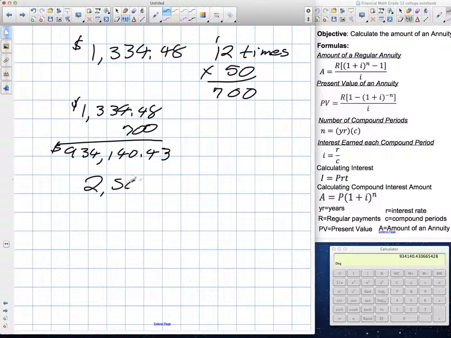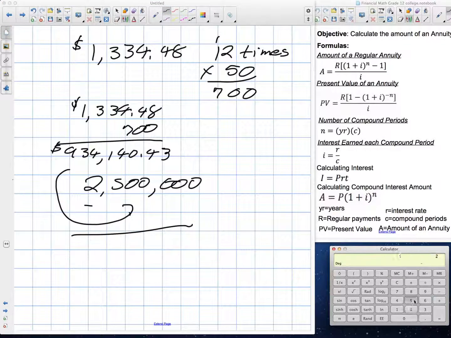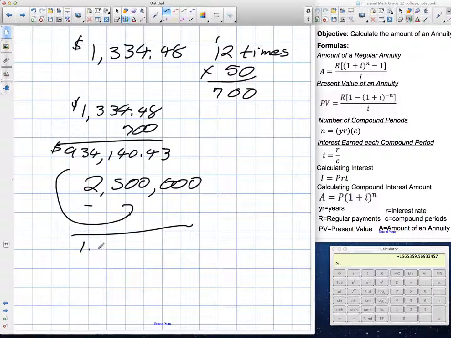So if he had $2.5 million, subtract the amount above. Right? So we're going to subtract by 2,500,000. It's going to come up as negative because of the way I've done this, but that's the interest. He earned a little over $1.5 million in interest over 50 years.